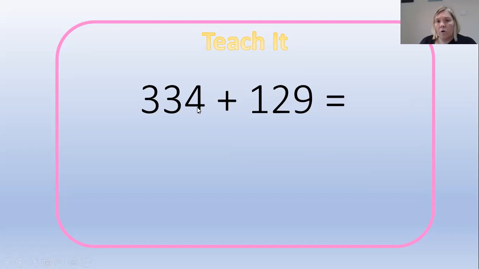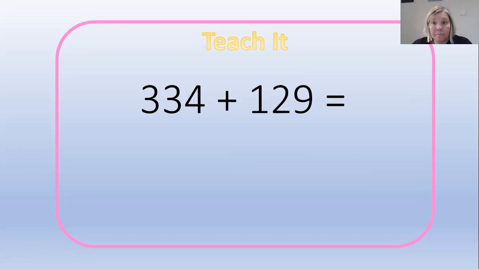So if this is the ones column and this is the tens column, what is our next number going to represent? Hopefully, again, you're all shouting at me and you're saying, Mrs. Pledger, I know that's the hundreds column. And you'd be right. So well done. So now our number here is 334. And our second number that we're going to add to that is 129.